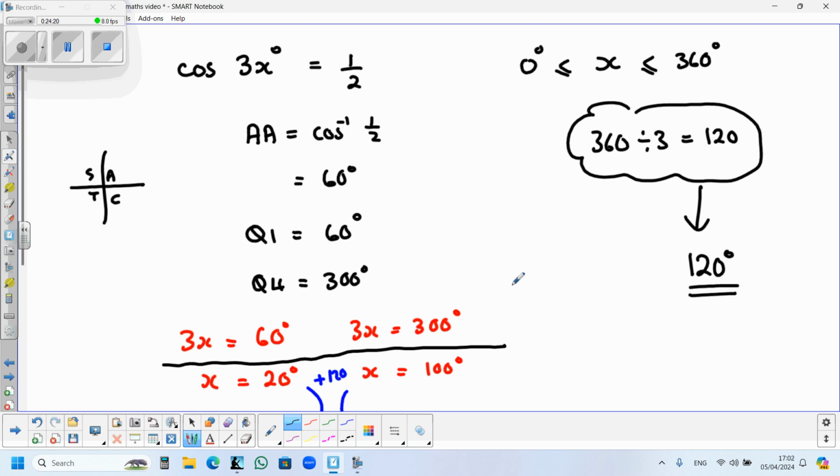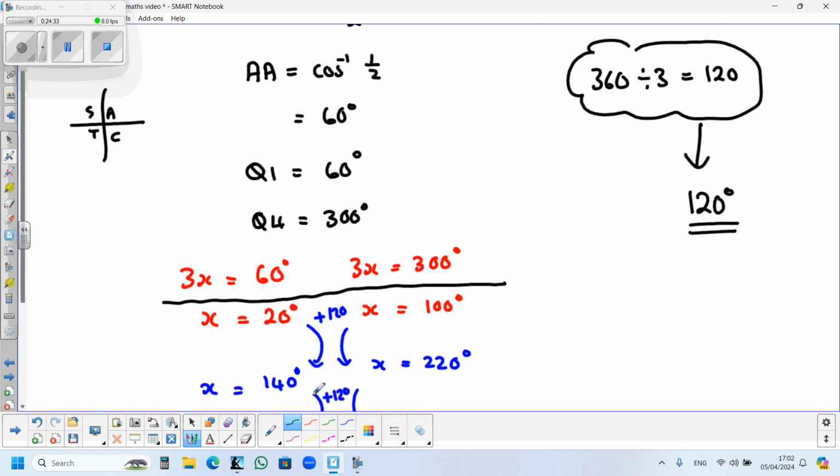Now, they will all be the same. So get your acute angle, get your 2 quadrants, but then go back and say, well, it's not x that's in here, it's 3x. Solve for x. Put a wee line under there, because that's when you start adding on the period of the graph, when you've got those.